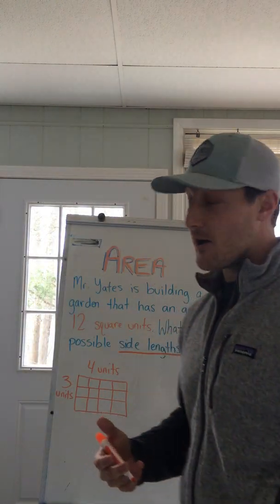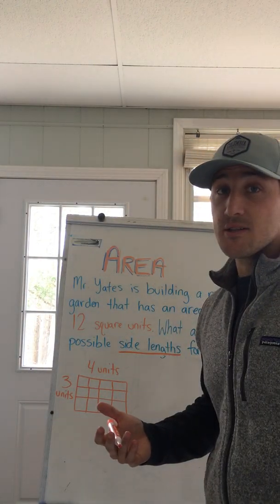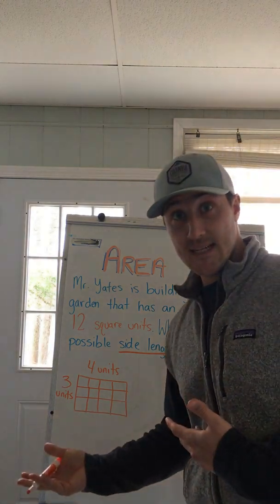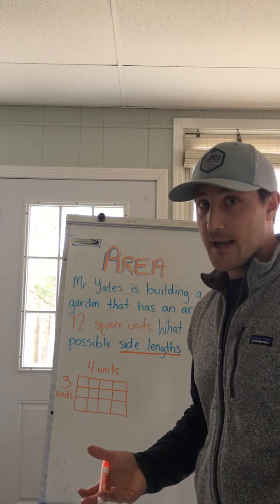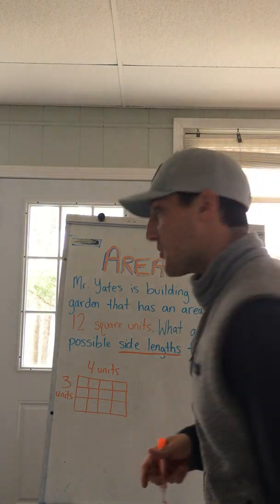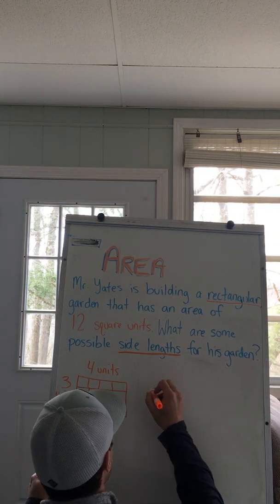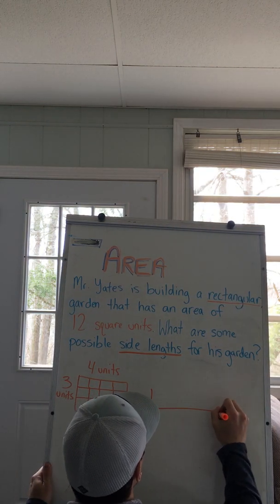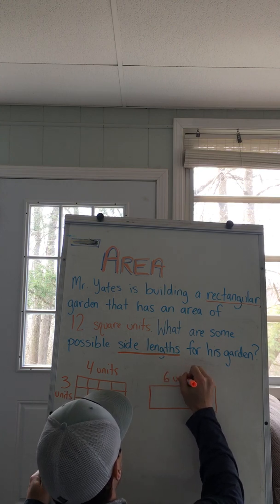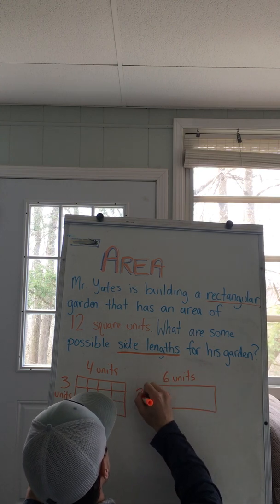However, and here's the fun part, those aren't the only answers. Because some of you may have been watching this thinking, well, I know 2 times 6 is 12, and you're absolutely right. We could also make a garden that's 6 units by 2 units. So let's show that as well. This garden's going to be a bit skinnier, but also a bit longer. So we're going to label it 6 units on the top and 2 units on the side.